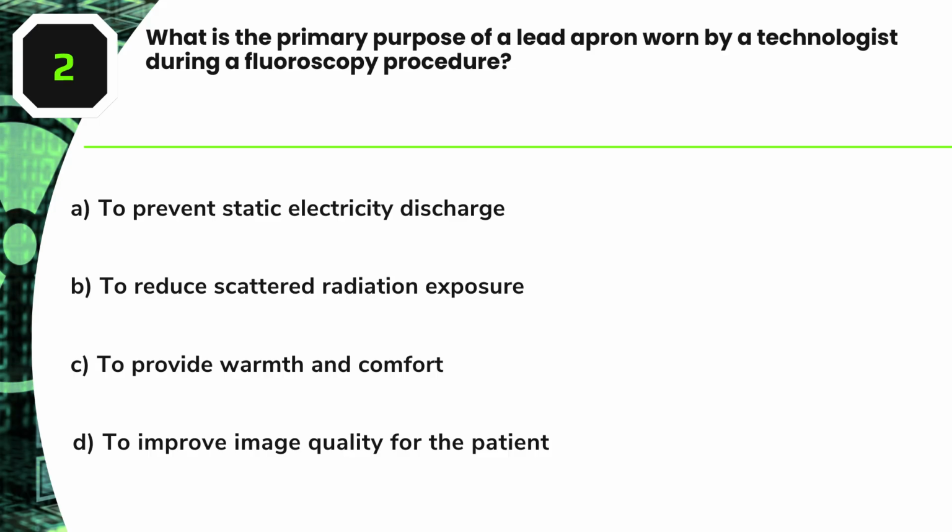Question 2. What is the primary purpose of a lead apron worn by a technologist during a fluoroscopy procedure? A. To prevent static electricity discharge. B. To reduce scattered radiation exposure. C. To provide warmth and comfort. D. To improve image quality for the patient.